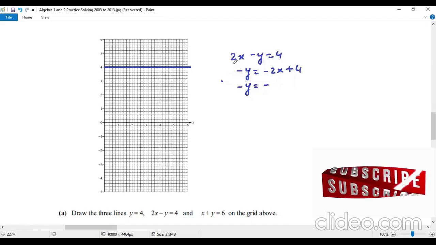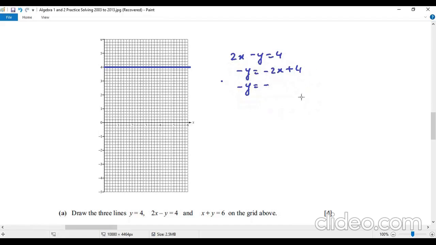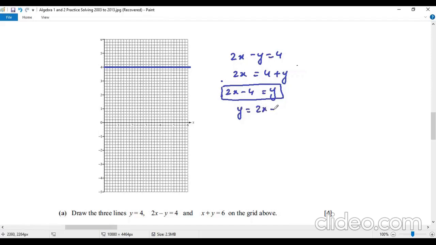Or better, I do it the other way around. I will make y equal to something. Let's see. I am going to make 2x equals 4 plus y, and y is equal to 2x minus 4. So this is in terms of y equals mx plus c. This is the equation we are talking about. And the third equation is in the form x plus y equals 6. That means y equals negative x plus 6. So these are the three lines that we are going to work on.